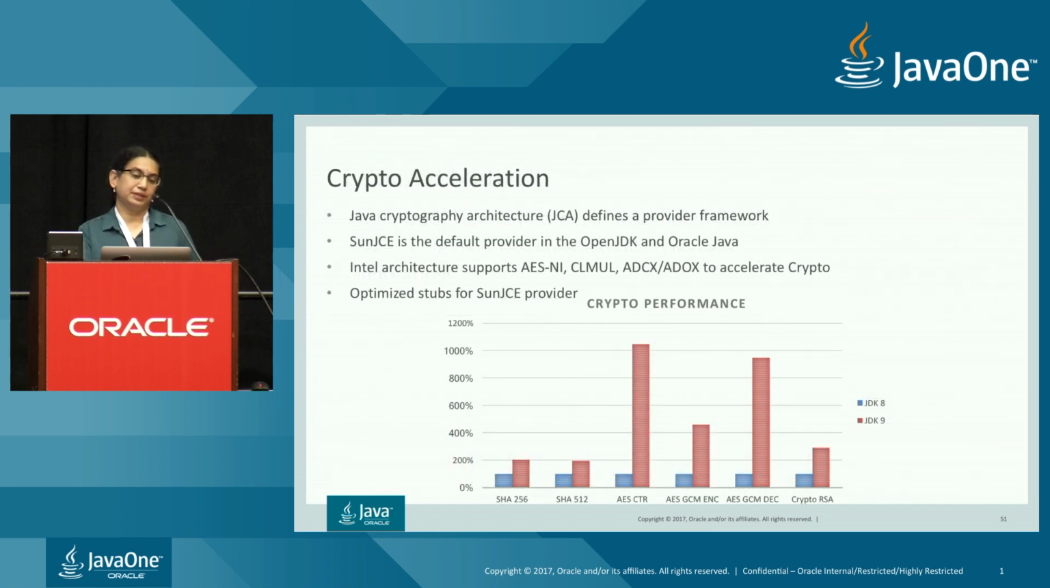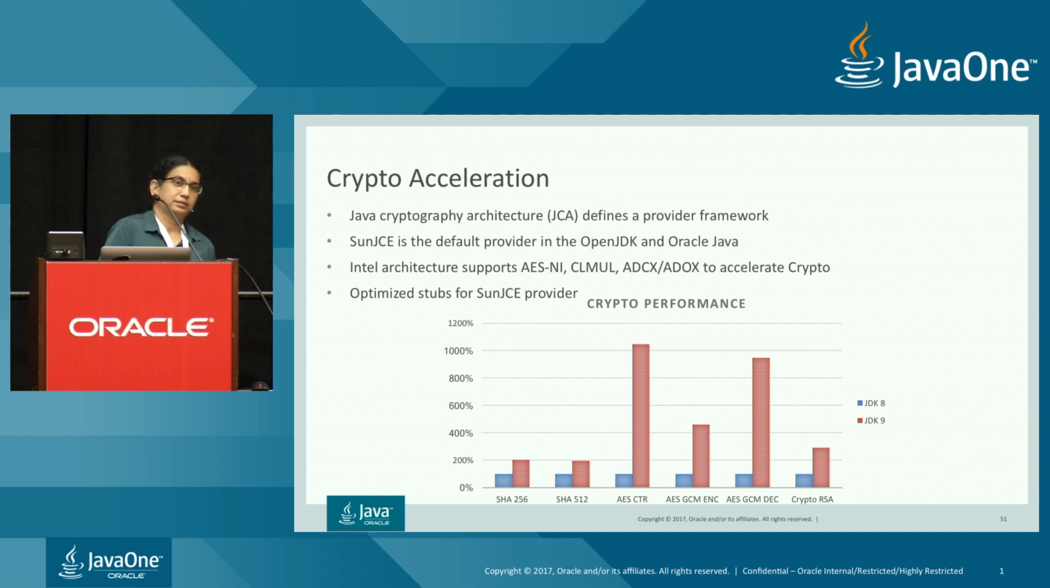In JDK 9, we also worked on optimizing the key crypto algorithms to benefit from the Intel architecture instructions. Intel architecture provides AES-NI, carry-less multiply, and AVX2. Also, you can do 64-bit multiplies and get 128-bit results. So all of that is used at the back in the optimized stubs to benefit the crypto.